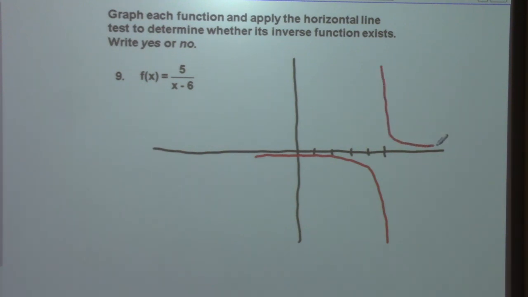You said it fails the horizontal line test? Here's our horizontal line. Touches once, touches once, touches once, touches once, touches once. Does this thing fail or pass the horizontal line test? Passes, okay? It almost looks like it doesn't, but when you realize what's happening to these things at the end, it does actually pass the horizontal line test, okay?